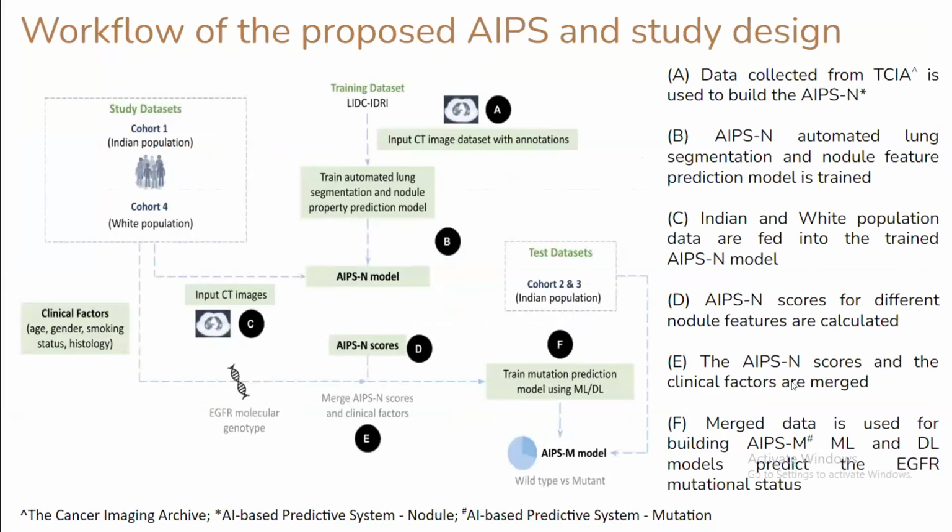And we made a model which we acronym as AI-based predictive system. In the subsequent part of my presentation, I will be using AIPS to denote this. AIPS means artificial intelligence based predictive system. Then we added a letter called N. If you see AIPS N. And we also added a letter called M in that system.